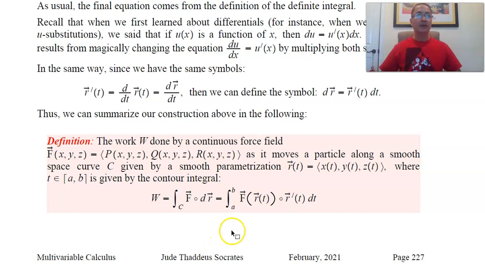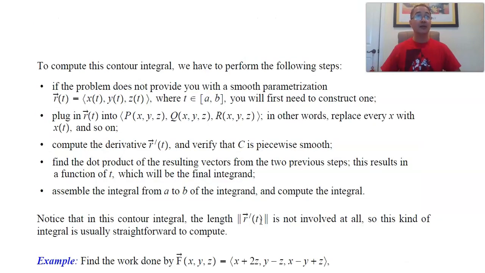That is what we are going to use to define the work done by a continuous force field F, specified by this, as it moves a particle along a smooth space curve C. We have a parametrization for C, and a domain for C. It is the contour integral along C of F dot dr, which means integrate from a to b the force field evaluated at the curve r of t, plug in the parametrization, find the derivative r prime of t, take the dot product, and that is what you integrate. So this is our algorithm.